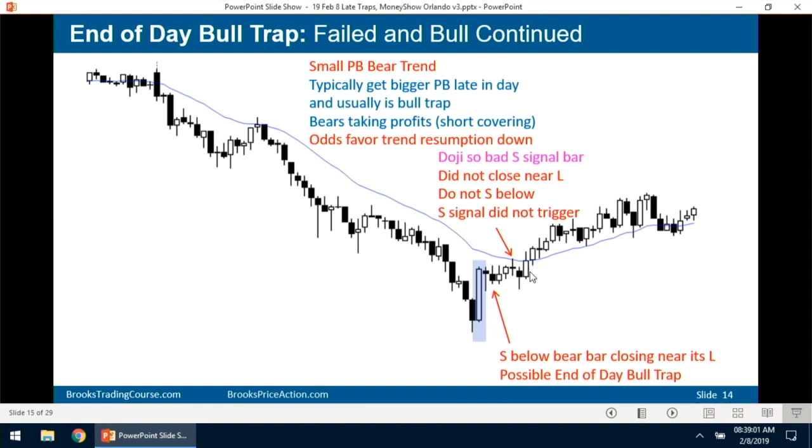So I think this is a failed bear trap. The bear trap never triggered. We have consecutive bull bars, a breakout, a gap. We're probably going higher. So at this point, instead of buying above bull bars closing near their highs, expecting the market is now in a bull trend.